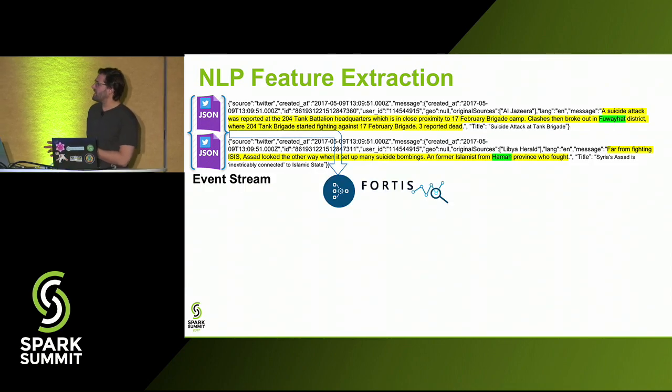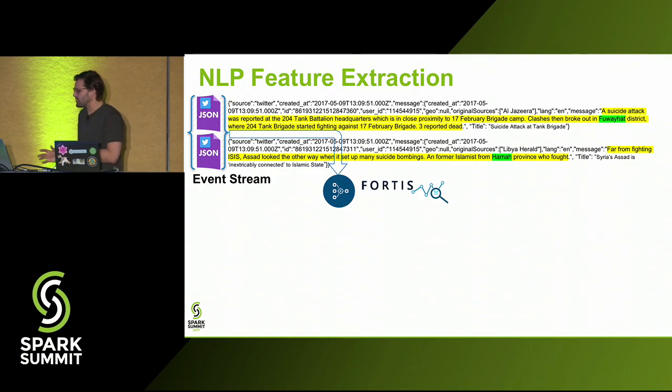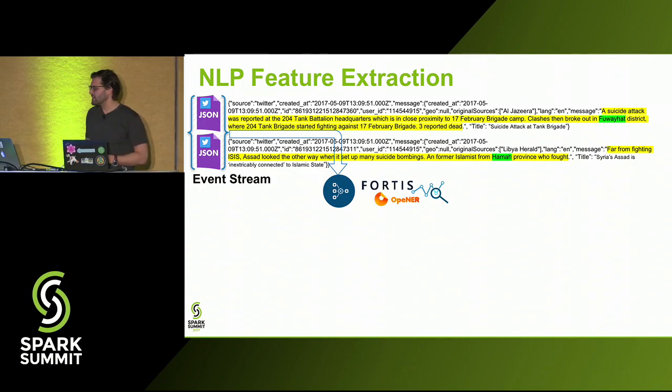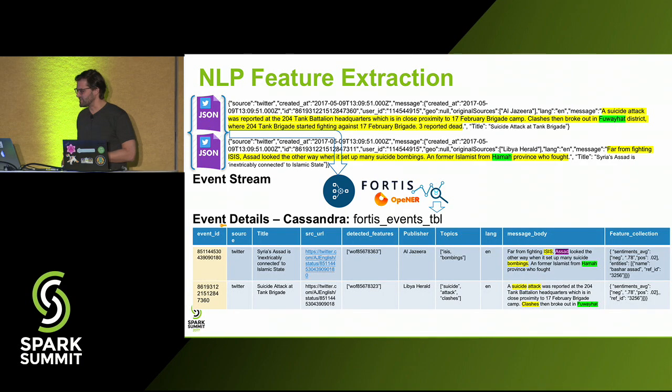So just to provide some details on what some of the messages look like. As these messages come in, we're using OpenNER to extrapolate the topics and the locations off of these messages. We take those raw messages, and we normalize them and save them into Cassandra. And this is what we use to filter off of our newsfeed.